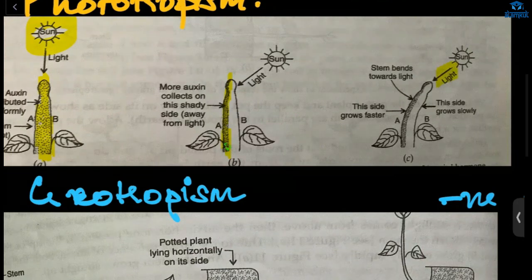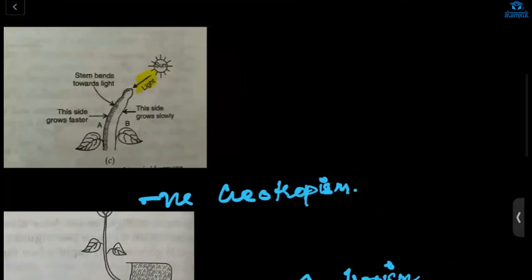So this bending towards the light, what is that called? That is called phototropism. It is going towards the stimulus. That means this here is positive phototropism. Okay. And the same thing, if you say the roots, it is moving away from the light. That is negative phototropism.